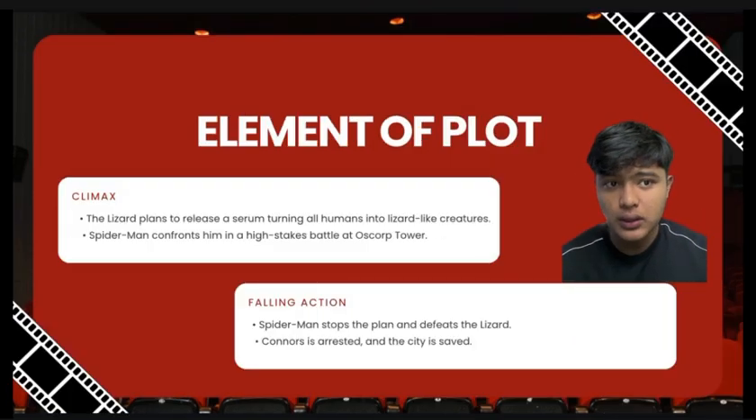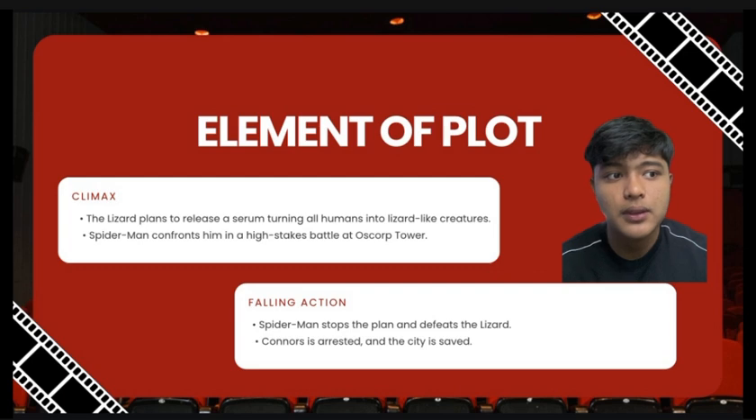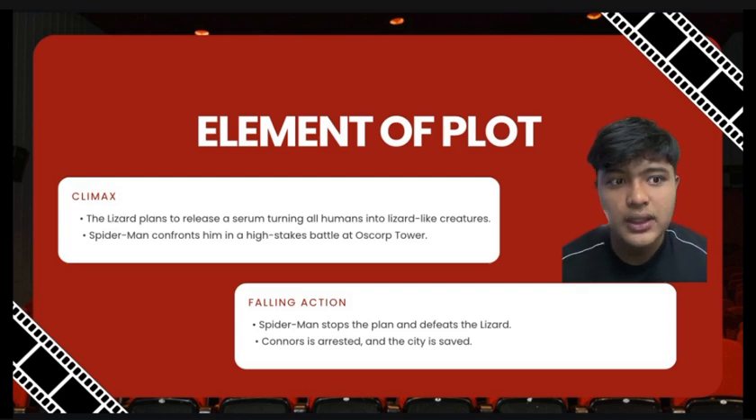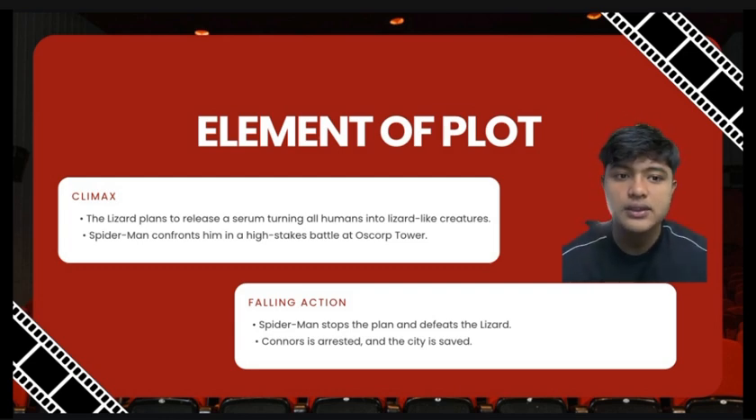For the next slide, the climax is the most intense part of the story. It happens when Spider-Man faces the Lizard in the final battle to stop his dangerous plan. This moment is important because it tests Peter's courage, strength and sense of responsibility. After that, the falling action shows the consequences of the battle. Peter experiences loss and learns a valuable lesson about responsibility and sacrifice.